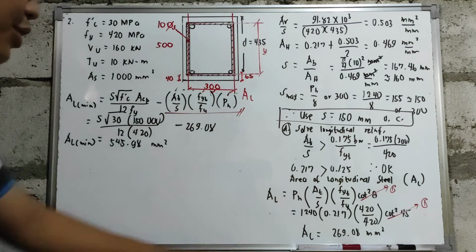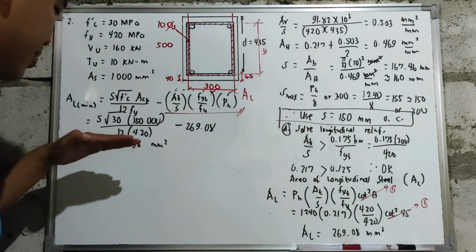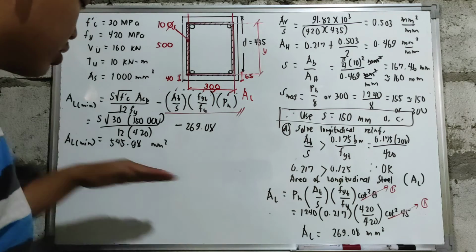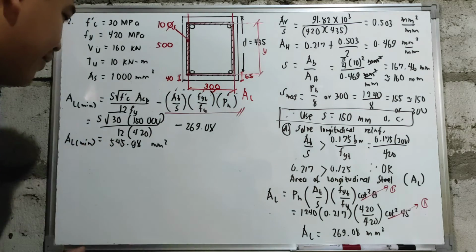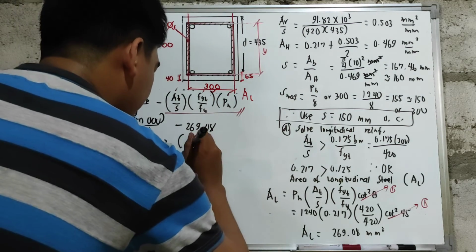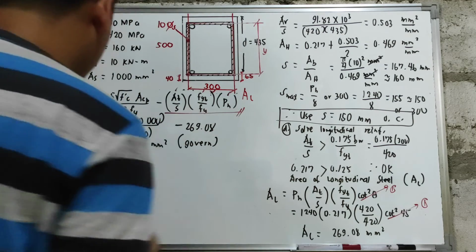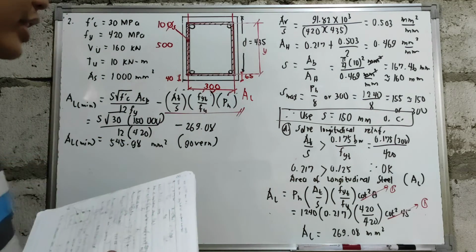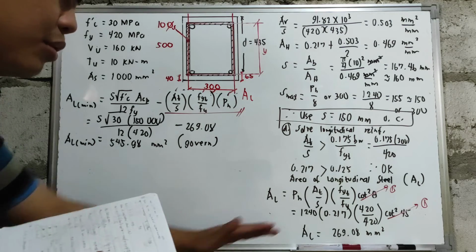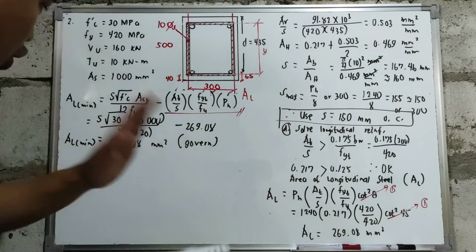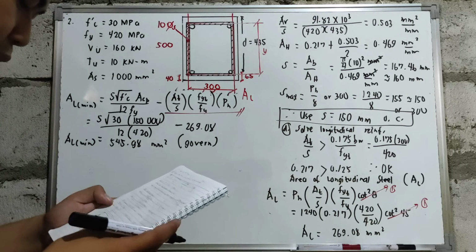Kaso nga lang, eto nga yung AL natin na total, this is the minimum. So, i-adapt natin yung higher value. So, this will govern. Kasi nga yung minimum natin is hanggang ano? Hanggang 545.98. Tapos, yung gagamitin natin is only 269.08. So, adapt natin yung higher value.